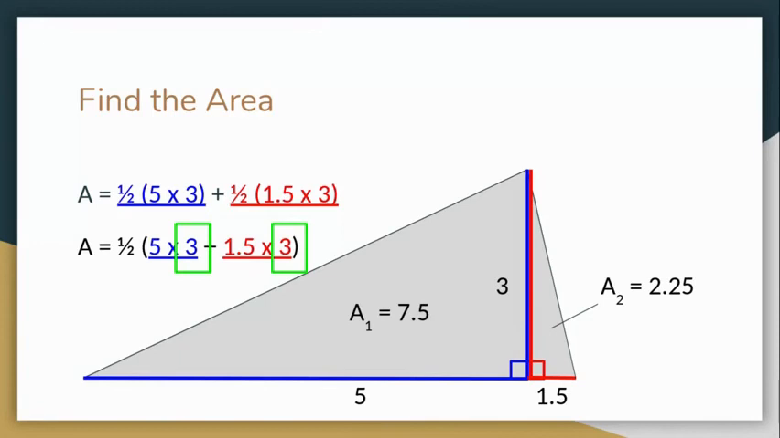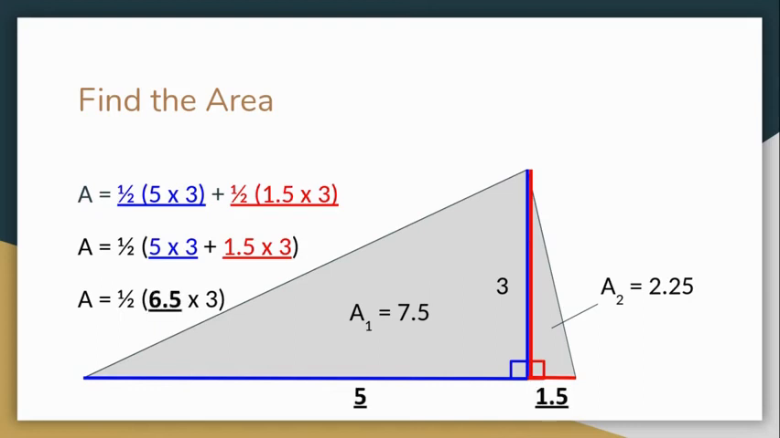Next, observe that we are multiplying groups of 3 on both sides of this expression. We're adding 5 groups of 3 and 1 5/10 groups of 3. Because we're multiplying groups of the same amount, we can combine 5 and 1 5/10 for 6 5/10 groups of 3. We show this as 6 5/10 times 3. Our formula looks a lot less confusing now that we've combined like terms.